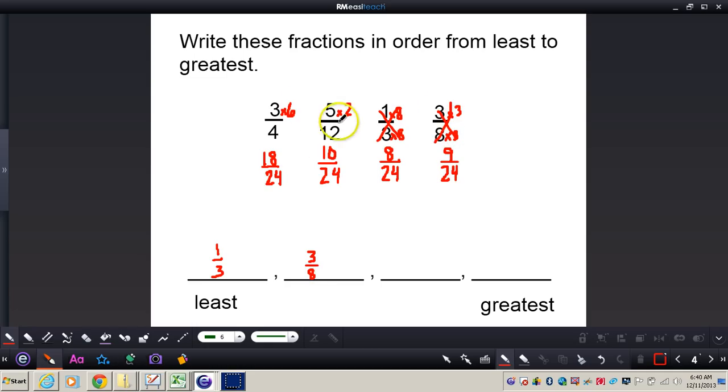After that, I can see 10/24 representing 5/12. We'll write 5/12 here. Cross that out. And then finally 18/24 representing 3/4. So these fractions in order from least to greatest will go 1/3, 3/8, 5/12, and 3/4. Let's take a look at another one.